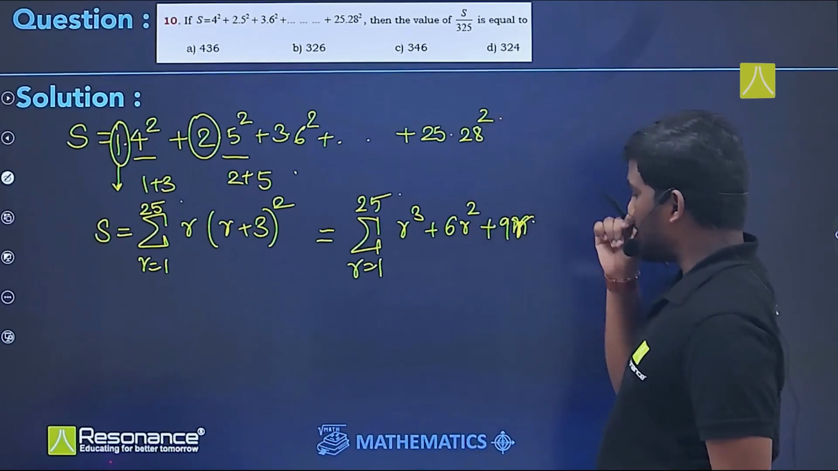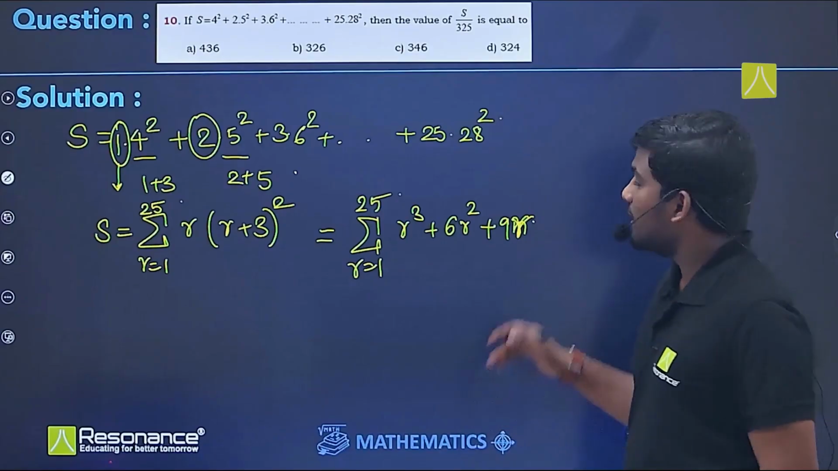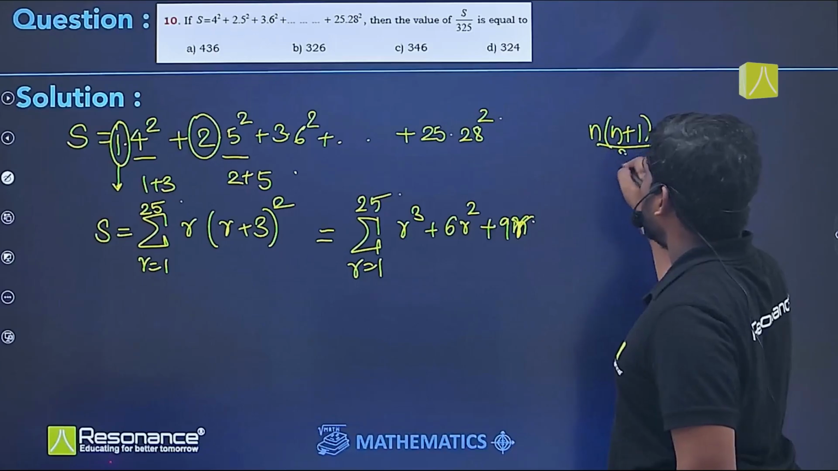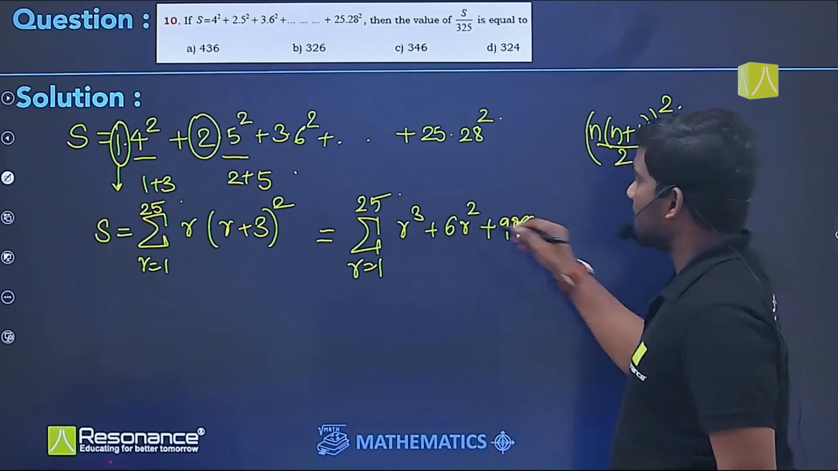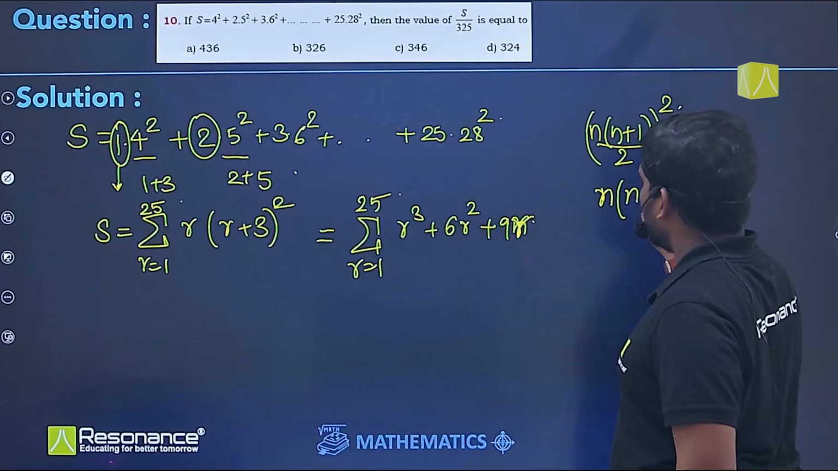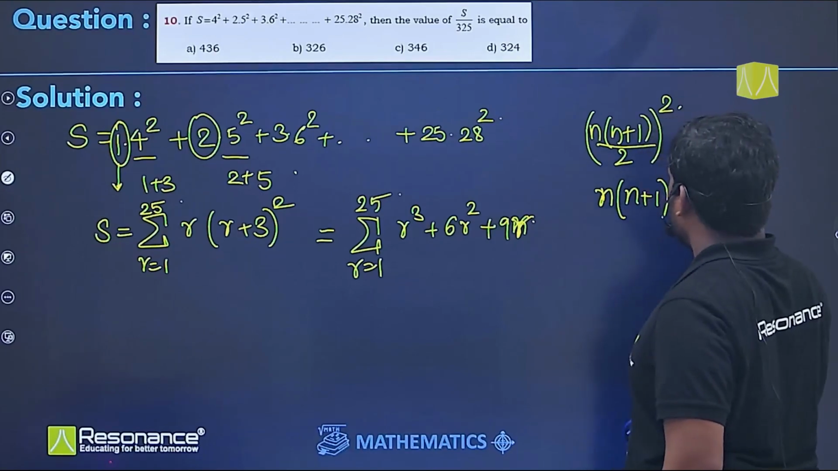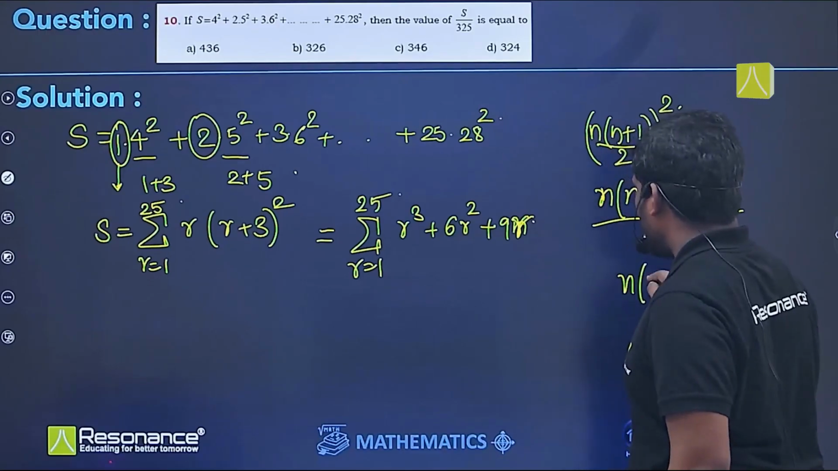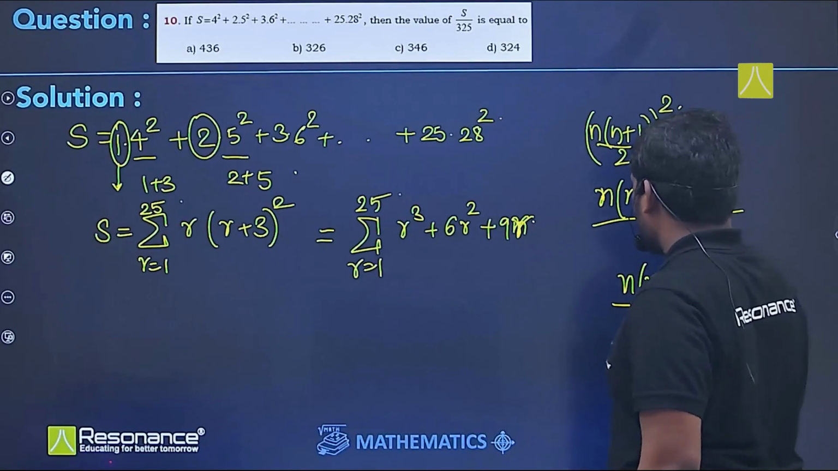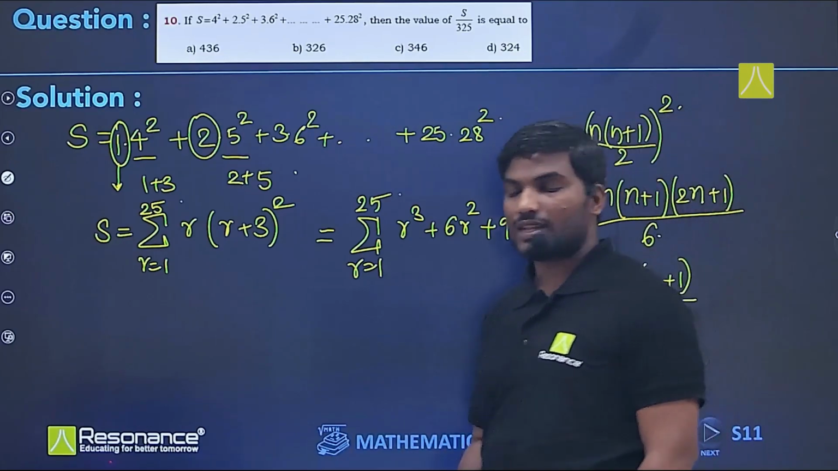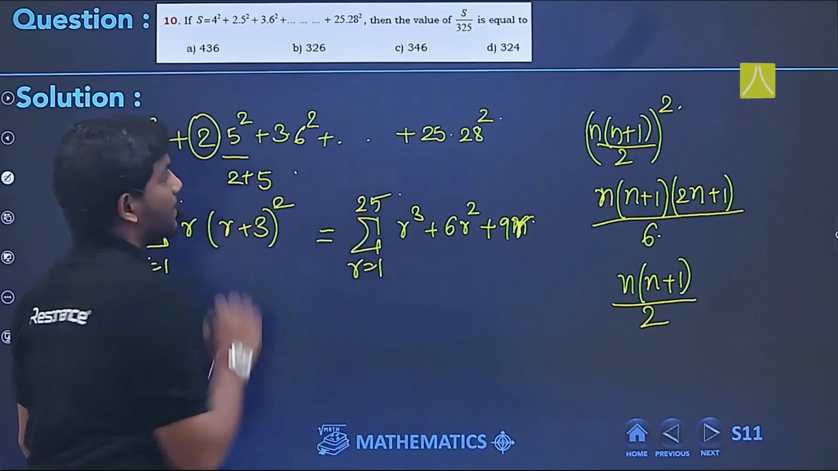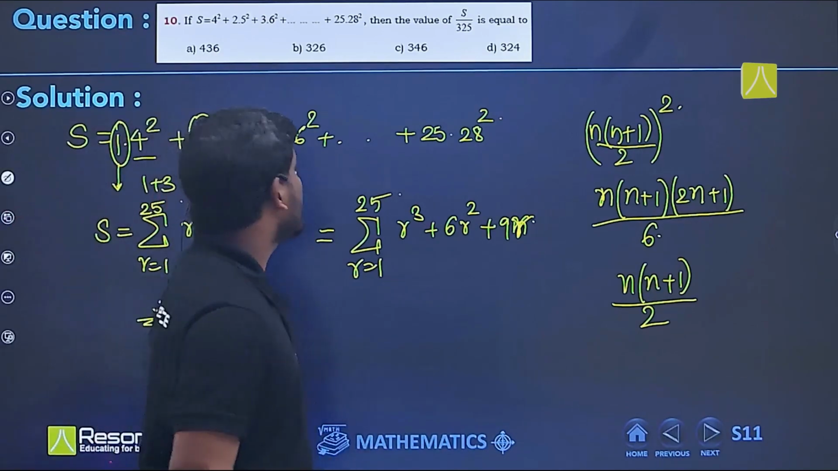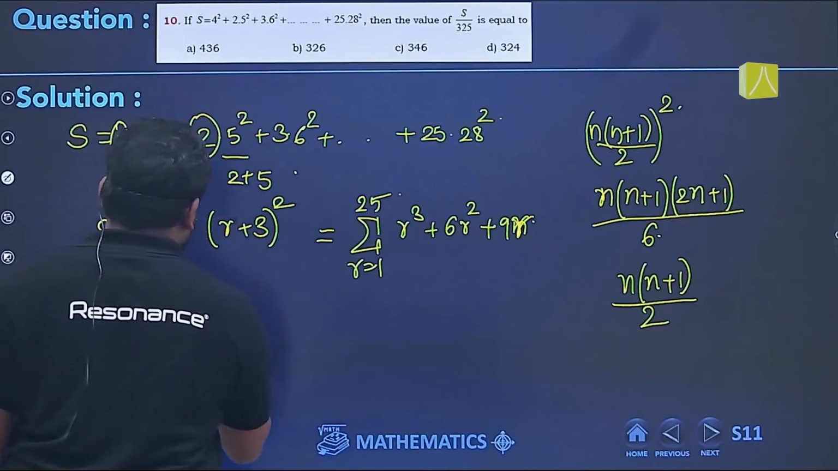Now for n natural numbers, summation 1 to n, sigma r cube is (n into (n plus 1) by 2) whole square. Sigma r square is n into (n plus 1) into (2n plus 1) by 6, and sigma r will be n into (n plus 1) by 2. Now if we substitute these things in the following expression and then divide by 375, it is all a matter of calculation. So the answer would be 436.